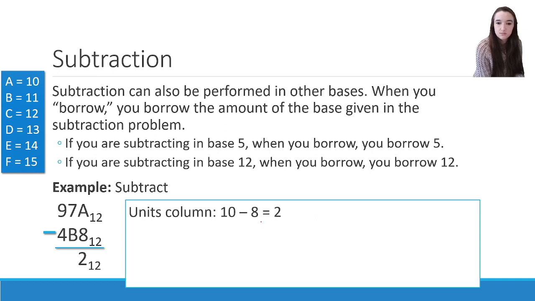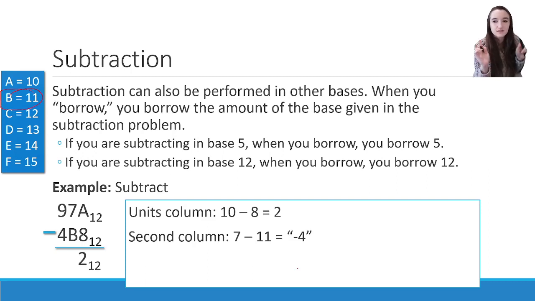That one's simple. I can just do that immediately. I don't even have to do any conversion or anything like that. It's just 2. But when I do 7 minus b in my second column, 7 minus b being 11, is negative 4. So that's a problem. So we're not going to put negative 4 there, in the same way that we wouldn't do that when doing normal subtraction. Instead, what we'll do is we will borrow the base.